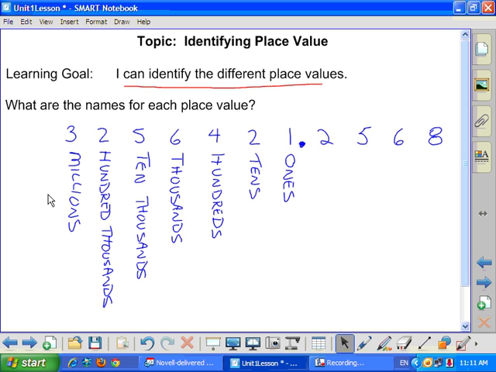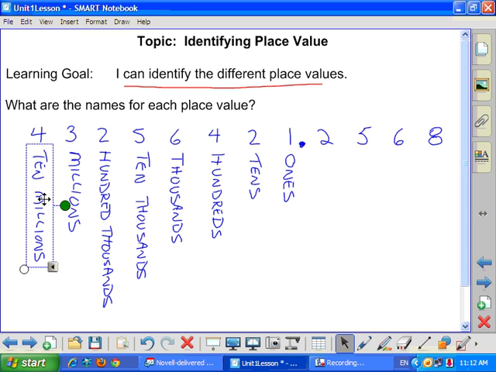Okay, millions, and then the pattern continues. So I can put a 4 in front of there. And the next one then would be 10 millions. Then the next one, if we wanted to add one more in, you'd have 100 millions, then you'd have billions, then you'd have 10 billions and 100 billions, and then a trillion, and so on and so forth. So there's your pattern going left of the decimal.